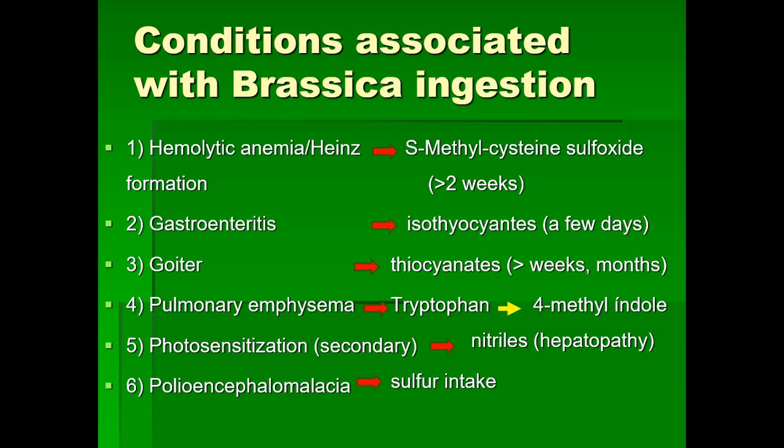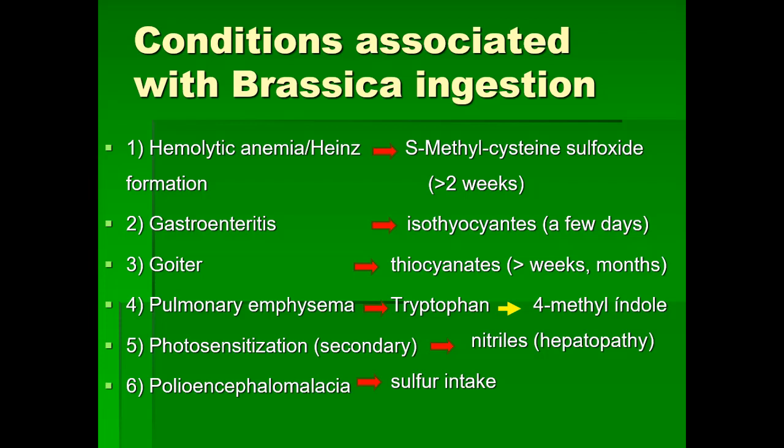Goiter, that can cause reduced growth or poor reproductive performance. This is caused by the thiocyanate, which blocks the tyrosine iodination, and basically there is no production of T4. This will happen probably after many weeks or months of ingestion.